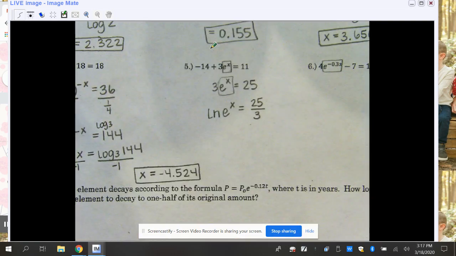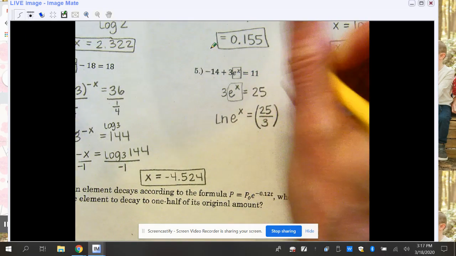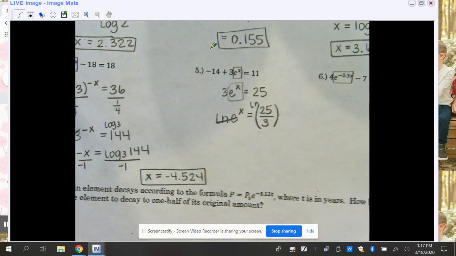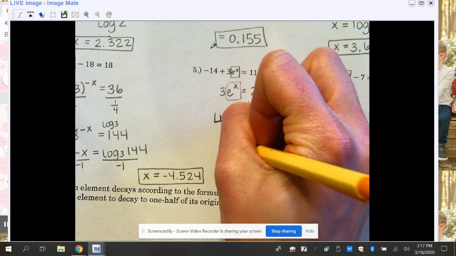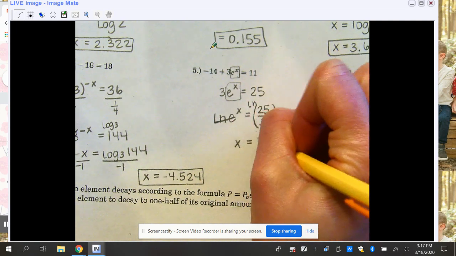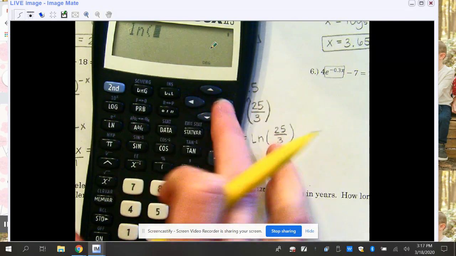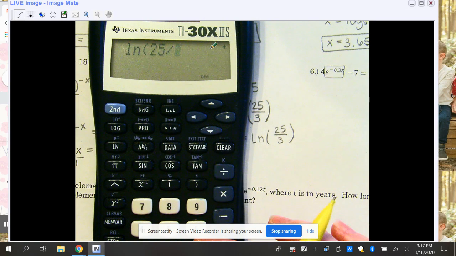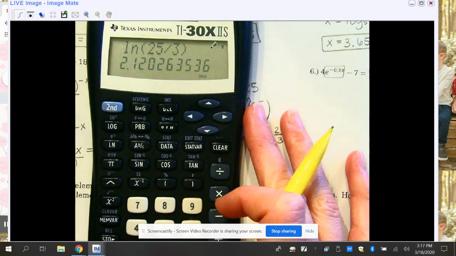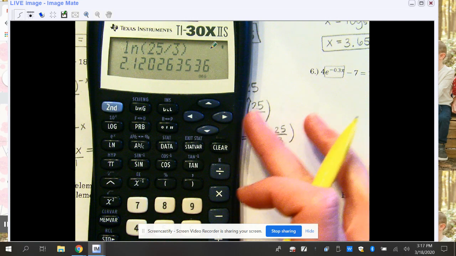So if I take the natural log of both sides, that will undo that. Now you can do the common log, but it's a lot messier to type in because you have to use a change of base. So it's just way easier to do natural log when it's base e, since that is what undoes it. So then x equals the natural log of 25 over 3, which is going to be about 2.12.